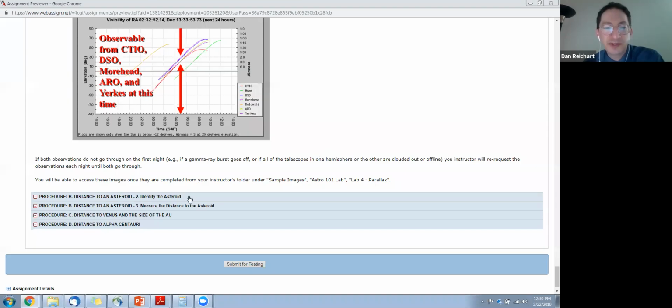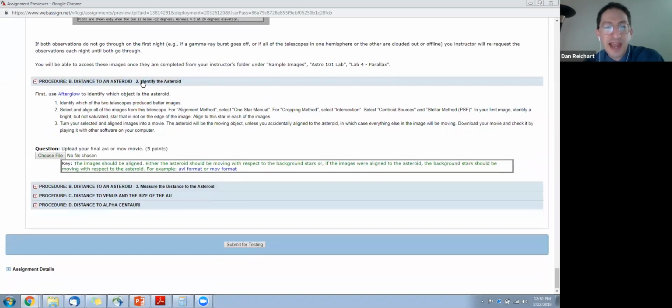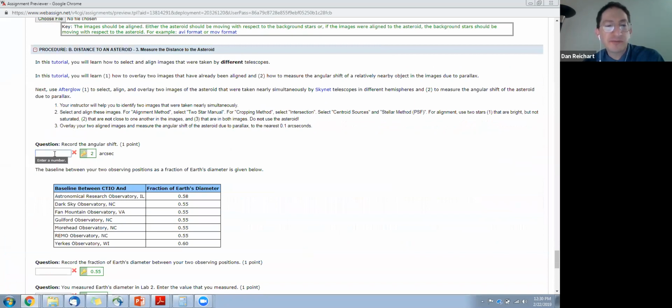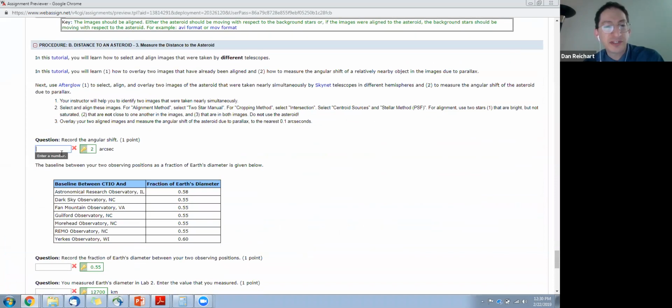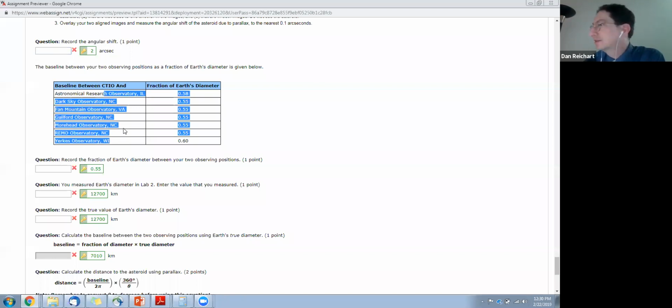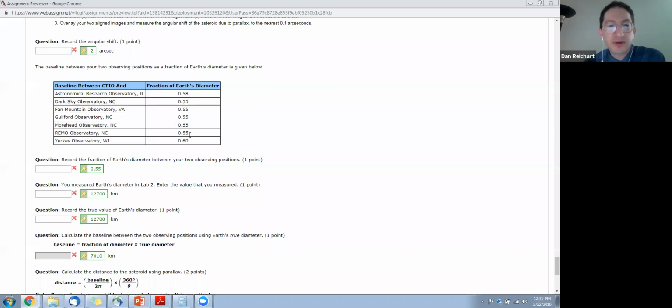So back to the lab manual for a second. That's where we identified the asteroid. And again, movie downloads aren't working and won't work before we release 2.0, so don't worry about saving the movie. But here in measuring the distance, they record the angular shift, 5-point-something arc seconds. Then they record the fraction of Earth's diameter between the two observing positions, because we're not exactly on opposite sides of the Earth. Here I have a table of distances to different northern hemisphere observatories from our site in Chile. They're all about 0.55 or so.